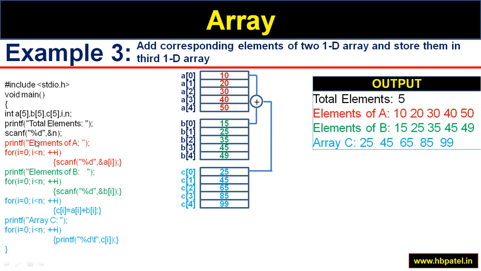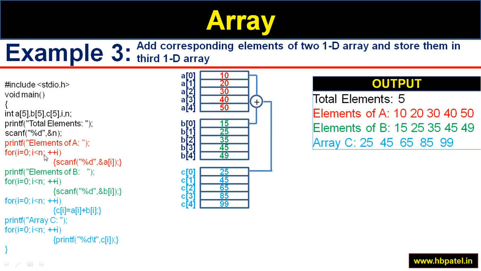Now a simple program. I have used the color code A for red, B for green, and C for blue. First, three different arrays are declared: A[5], B[5], C[5], and n. n is nothing but the total number of elements, so I'll be repeating the loop n times. First, enter elements of A.